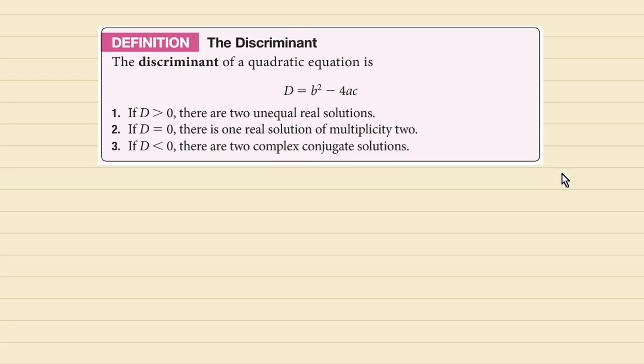So here it is copied from the book. The discriminant is b squared minus 4ac, and these are the three situations I just described. Either it's positive, or it's 0, or it's negative. And that's because it's the part that's inside the square root of the quadratic formula.